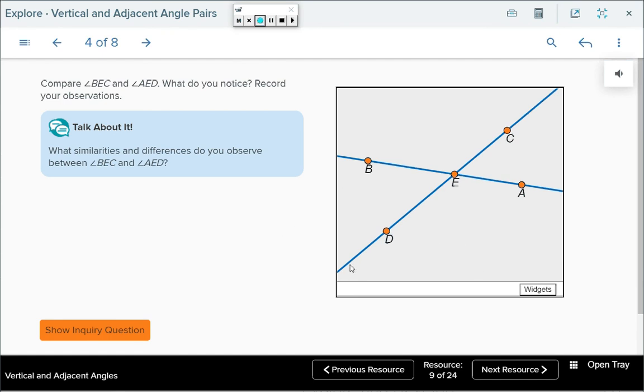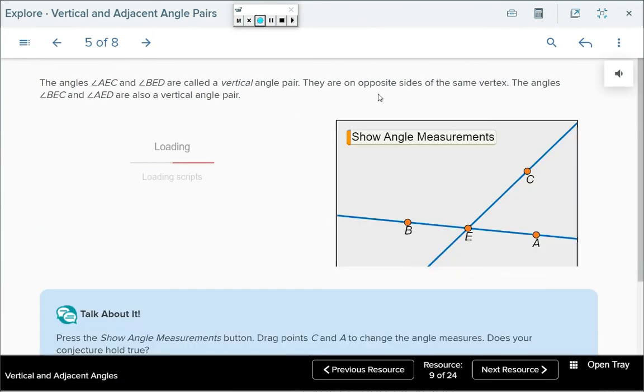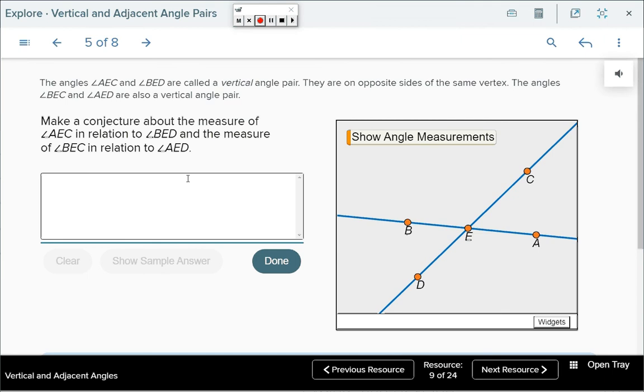Now, what do you notice about this thing right here? What is this? Somebody tell me. It's a straight angle. It's a line, which is a straight angle. I have another line here, so I have 2 straight angles. Then we have a vertical angle pair, opposite sides of the same vertex. So if I have angle AEC, how does it relate to BED? Same measure. BEC would have the same as AED. Right now I'm not given any measures, but if I did, it would be pretty easy to tell what those are.